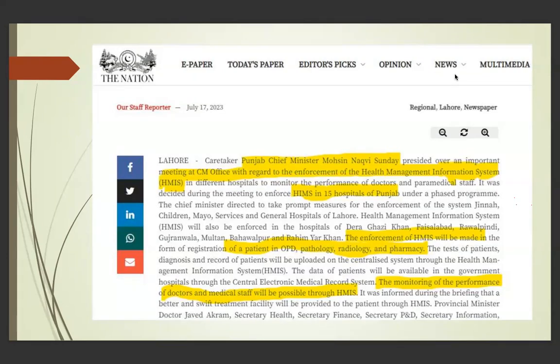It was informed during the briefing that a better and swift treatment facility will be provided to the patient through HMIS. And Provincial Minister Dr. Javed Akram was also a part of this, and he also emphasized the implementation of the HMIS system in all the hospital settings.